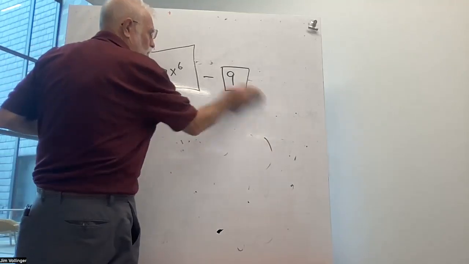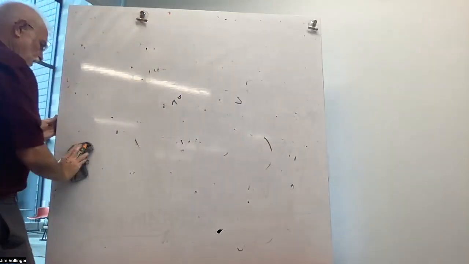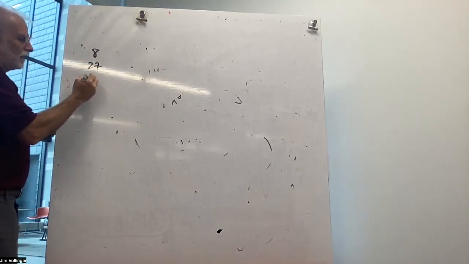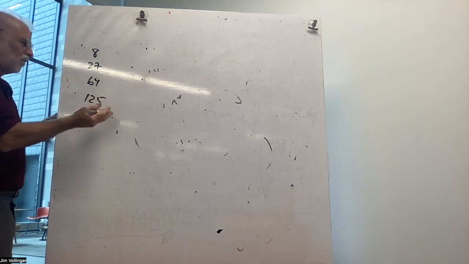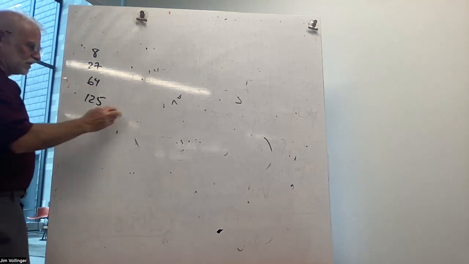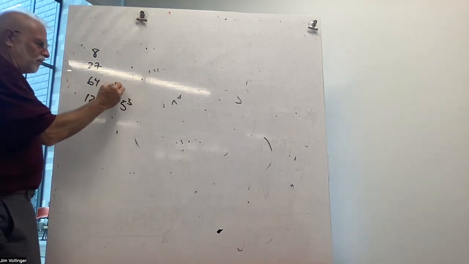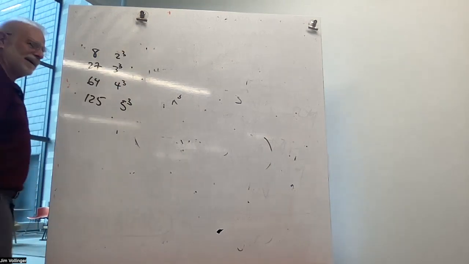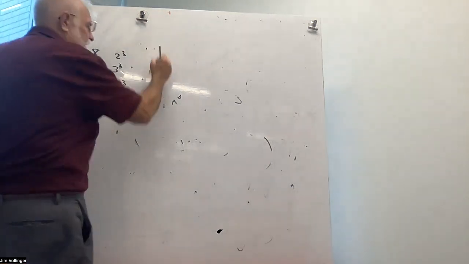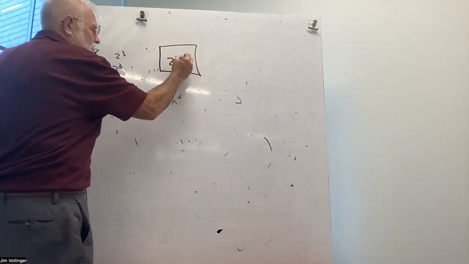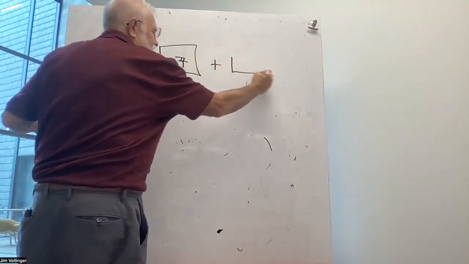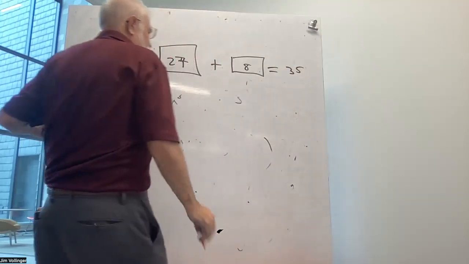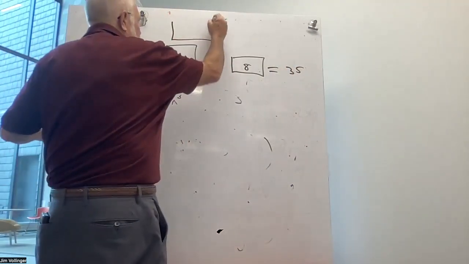All right, we can also work with cubes. What are the numbers that are user-friendly for cubes? 8, 27, 64, and 125. Those are the ones you need to know for high school. 125, 5 cubed, 64, 4 cubed, 27, 3 cubed, 8, 2 cubed. Okay, so that means if I was looking at 27 plus 8, which happens to equal 35, and the cube root means I'm dealing with cubes.